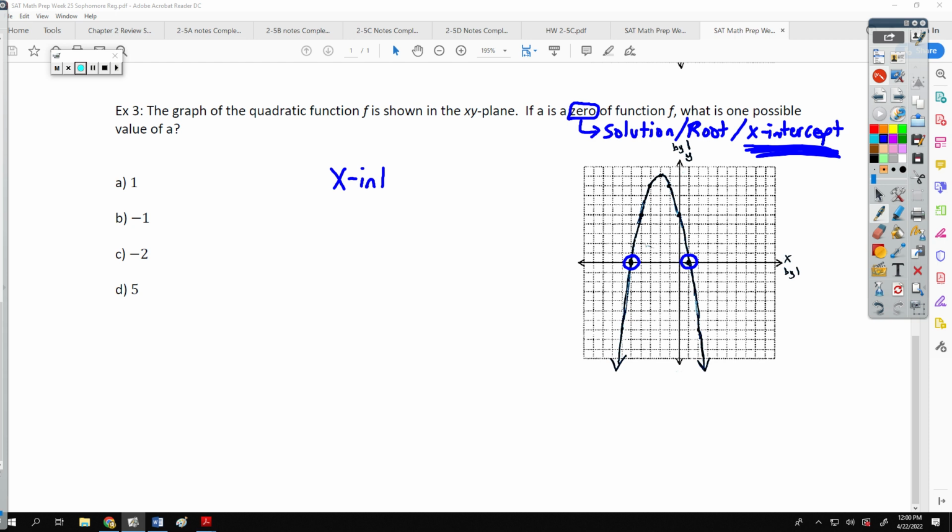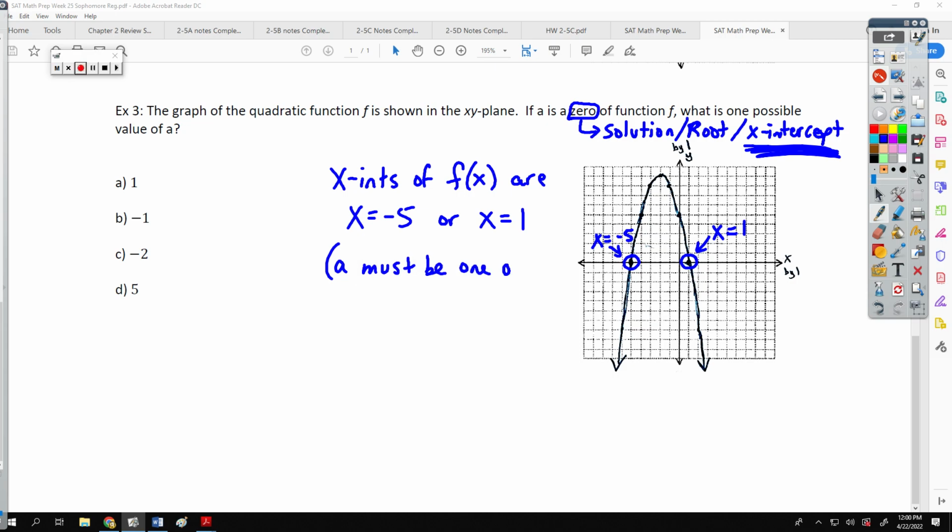The x-intercepts of the graph are x equals negative 5 or x equals positive 1, which means your a value has to be one of those 2 numbers. And only one of those 2 numbers is offered as an option. The answer is A, positive 1.